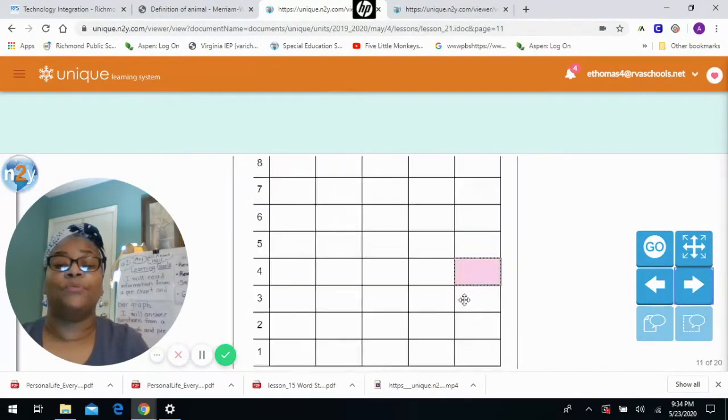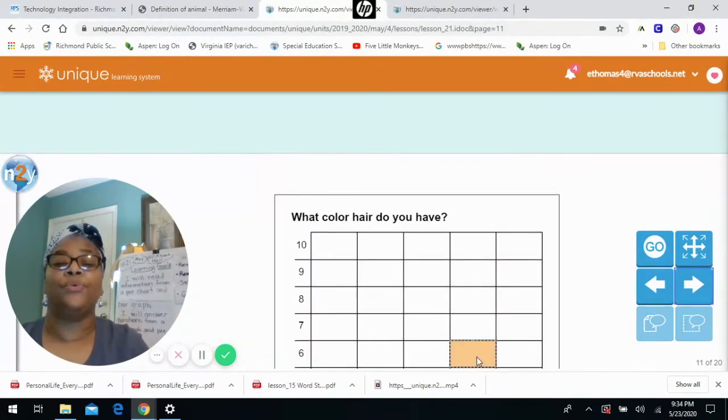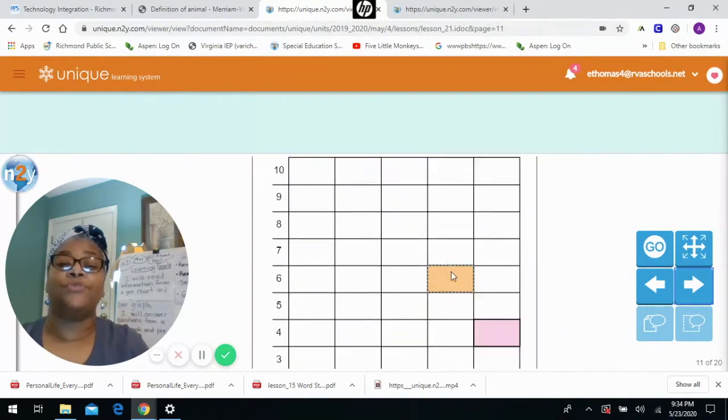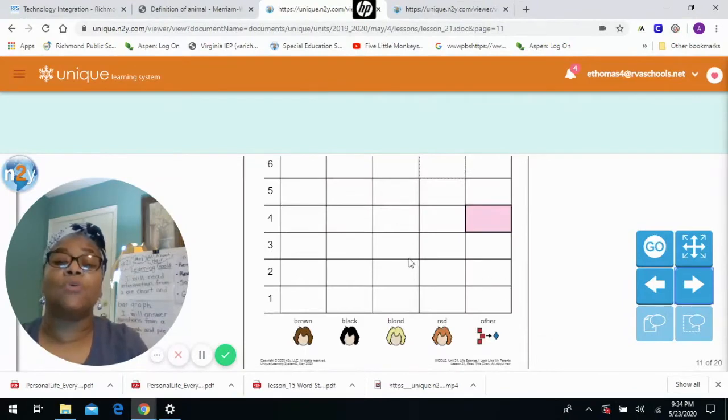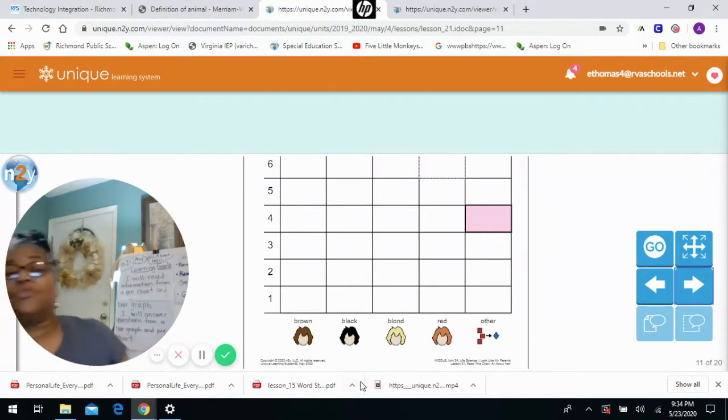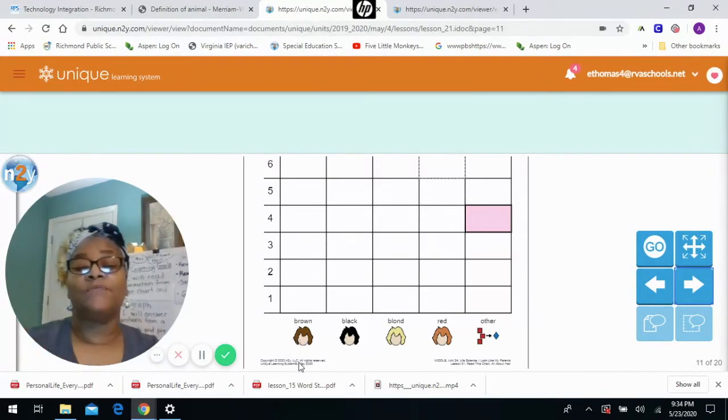All right, so it says, what color hair do you have? All right, so this is called taking a survey. We're going to make a bar graph. Now, making a bar graph, you have to label your columns. Label your columns. So you have each column: brown, black, blonde, red, and other. That could be gray, green, any other color. So you have to label your X's and your Y's, okay?